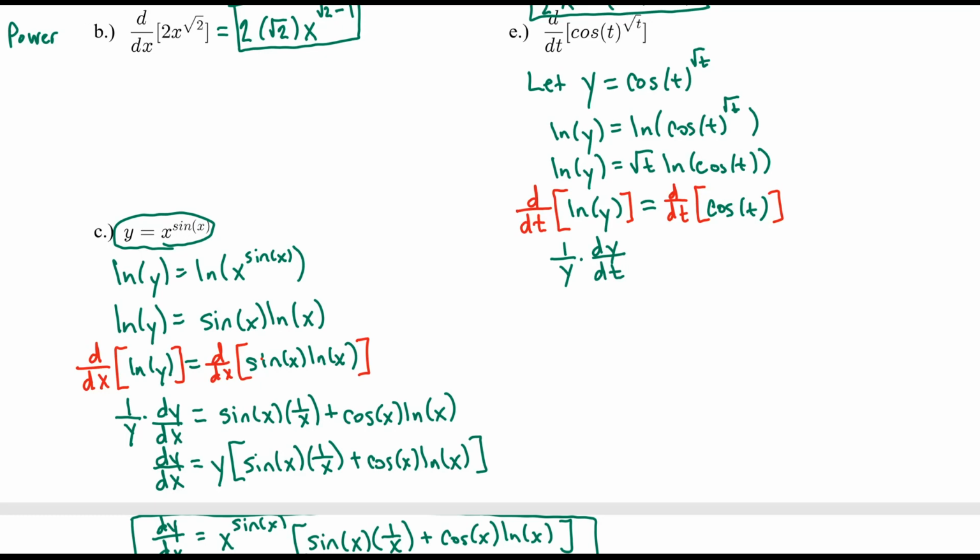Okay, there we go. Now we're going to apply the product rule. So we have the first function. Now I'm going to write that first function as t to the 1/2, so we can think about it that way when we differentiate here in a minute. Then we need to differentiate natural log of cosine of t.